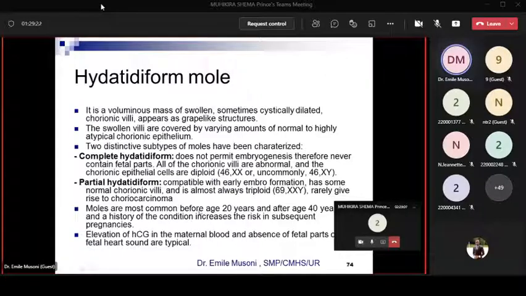Moles are most common before the age of 20 and after 40 years. Elevation of hCG in the maternal blood and absence of the fetal heart sound are typical. So in summary, in the complete hydatidiform mole there is no core of those capillaries. And the partial one has fetal parts, and it is triploid.